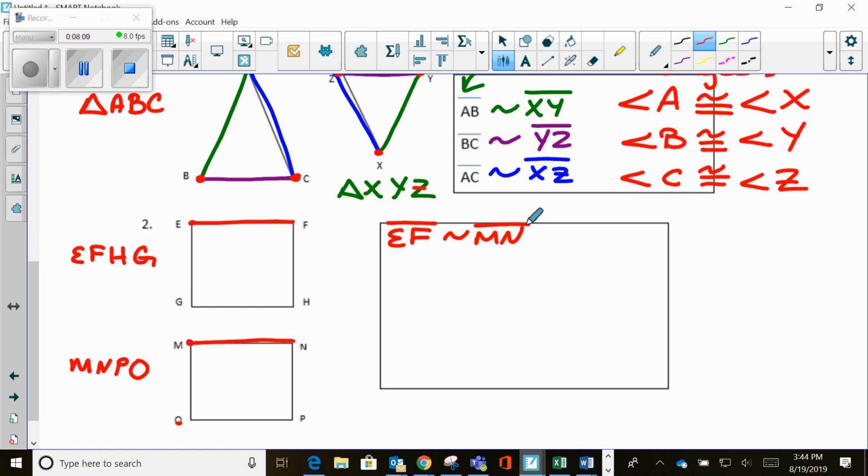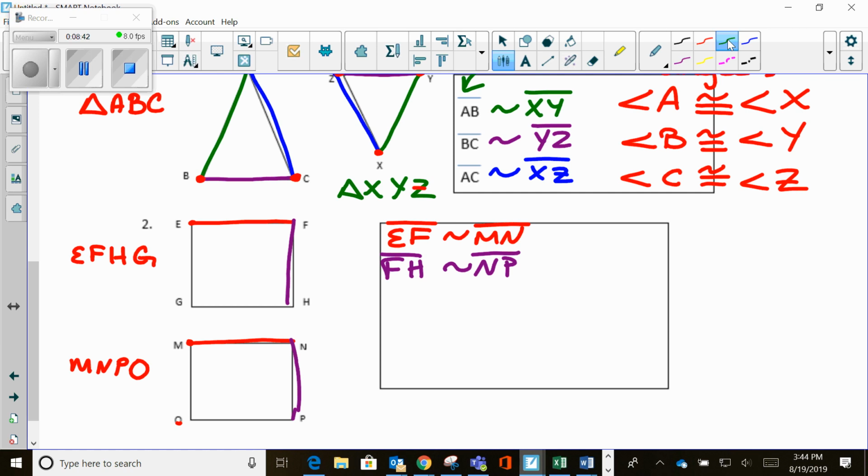Okay, the next side, I'm just going to go around. FH would be similar to what? If FH was in the middle, it would be similar to NP. NP. Right? Look at your name. FH is similar to NP.